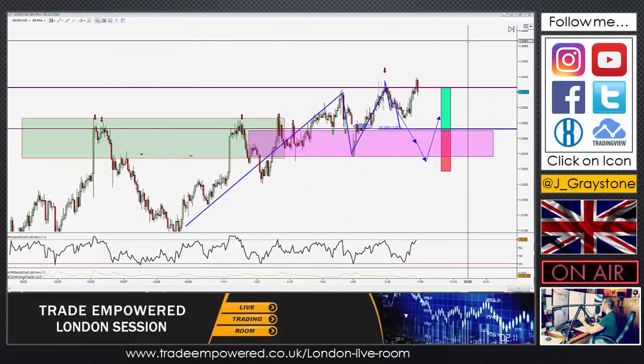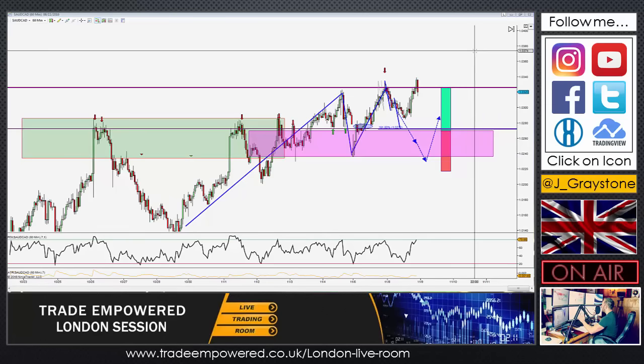Alright guys, so we're going to start with the Aussie CAD. I'm going to run through my entire portfolio, showing you what I'm looking at, what I'm not looking at, and this is going to be in place. I'm going to be running through the pairs exactly the same way that I do in the London live room. The only difference is you're not going to be able to interact, that's all.